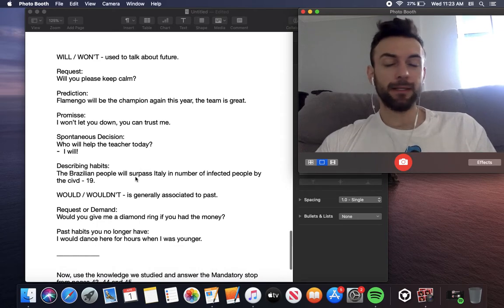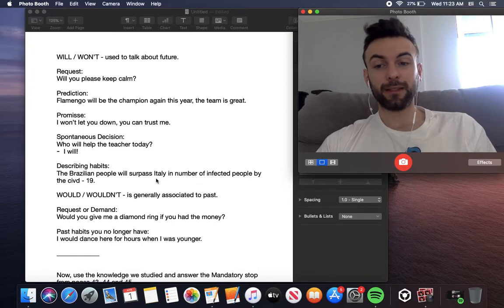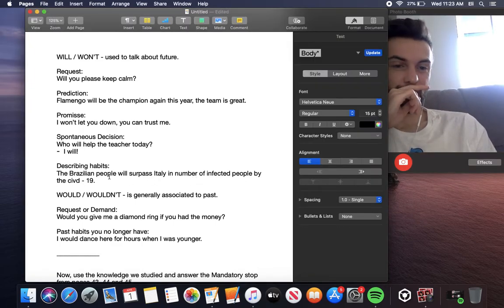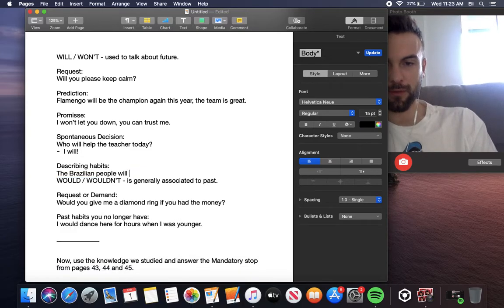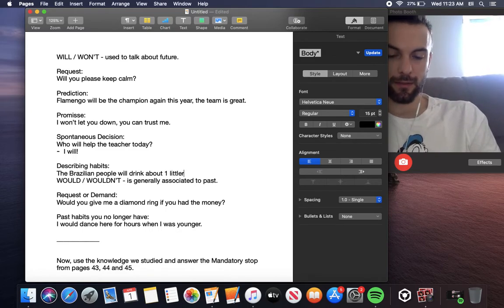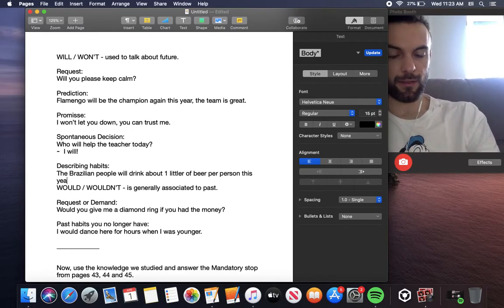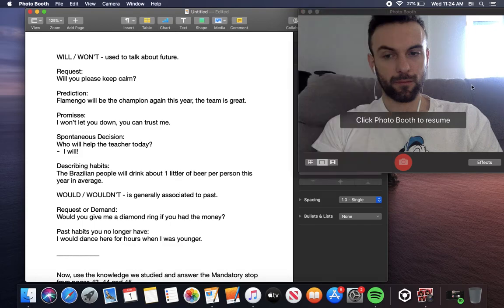To describe habits, like Brazilian people surpass Italy in number of infected people by COVID-19. Wait a second, I think this example is maybe weird. Let me do something. People will drink about 1 liter of beer per person this year on average. I think it's better though.